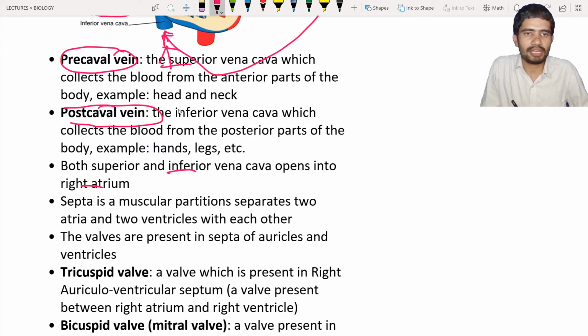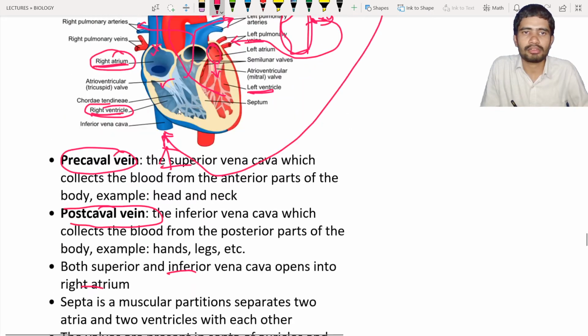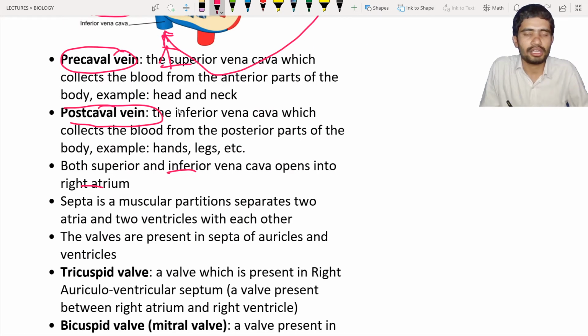Okay, and next, both the superior and inferior vena cava open into the right atrium, and there is a septum between the chambers. What is the septum? Can you see here? This is one septum, and here is another septum. These septa are muscular in nature, and they divide the chambers. The septum separates the two atria and also the two ventricles from each other.